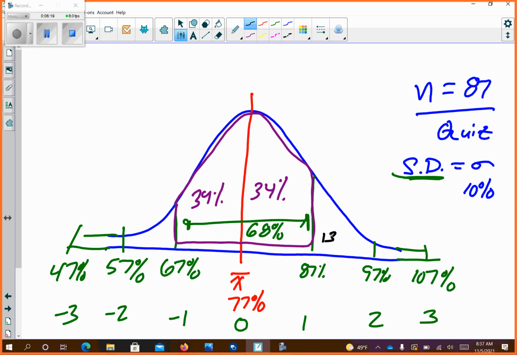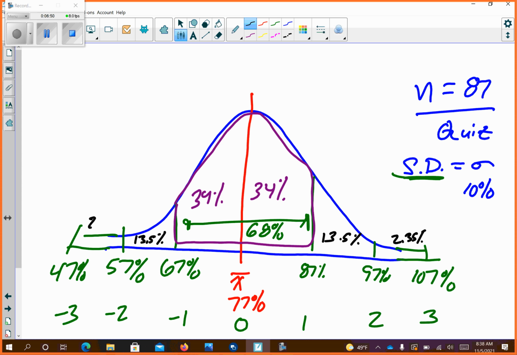This region here on a normal distribution encompasses 13.5%. So 13.5% of this made-up data of 87 students in my Algebra 1 taking this quiz scored between 87 and 97. This over here is also 13.5% that scored between a 57 and a 67. And then this is 2.35%.